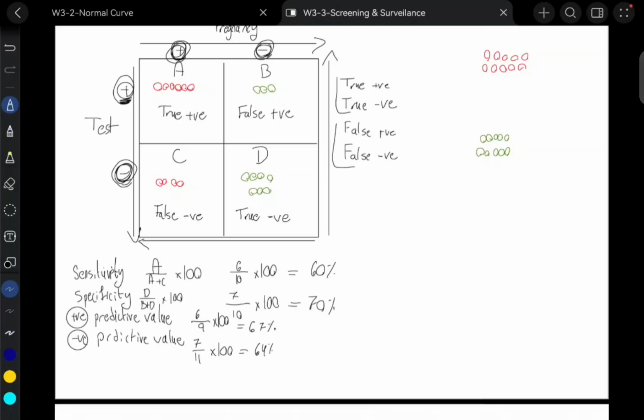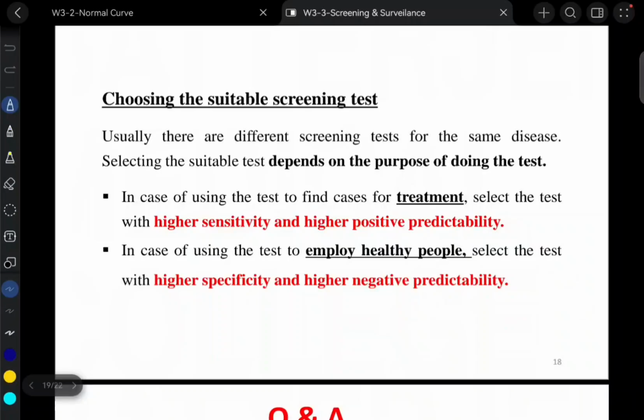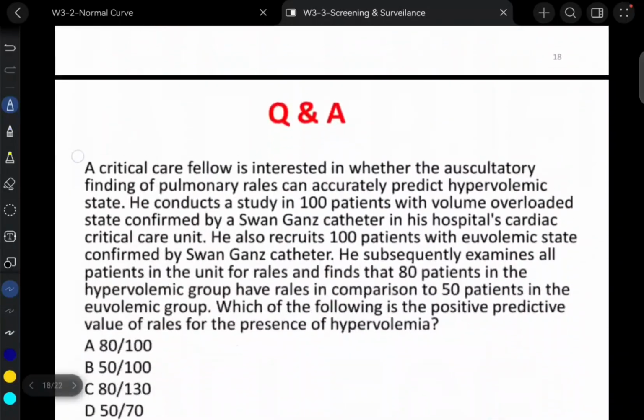And again, just as a reminder, positive predictive value is for treatment, and negative predictive value is for employment, as mentioned here. And we're always aiming for the higher. Now, after we finish all these, let's go and solve the question at the end.